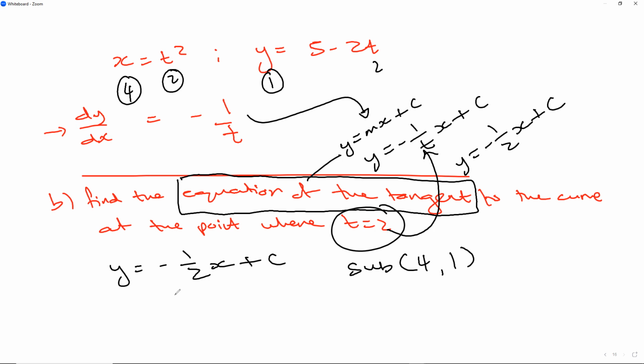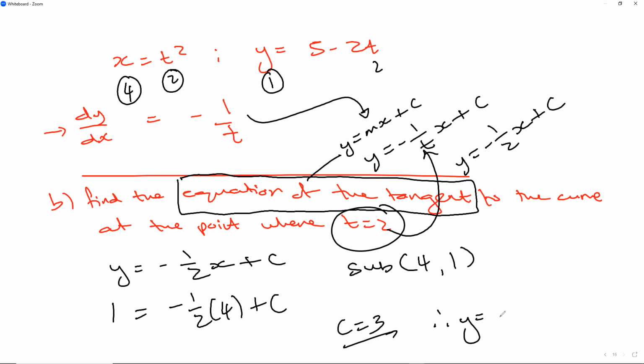So 4, 1, and I end up with -2 plus -1/2 times 4 plus c equals 1. And 4 divided by 2 is 2, so -2 plus, on the left-hand side, 1 plus 2 is 3, so c equals 3. And so therefore my final equation, y equals -1/2x plus 3. Like that.